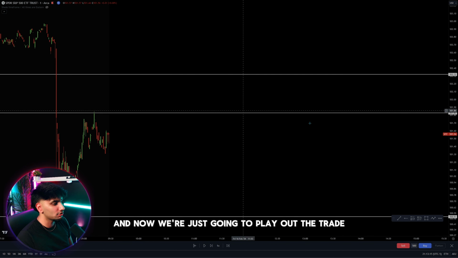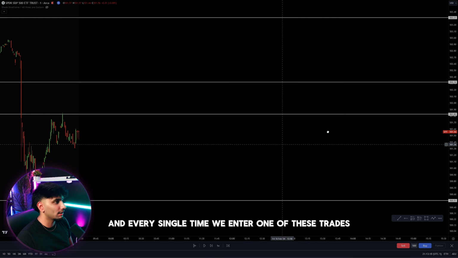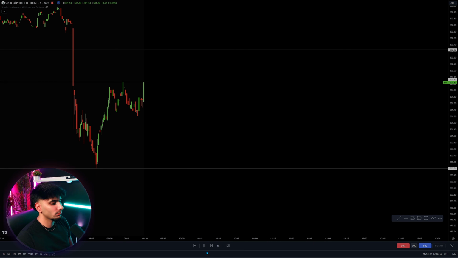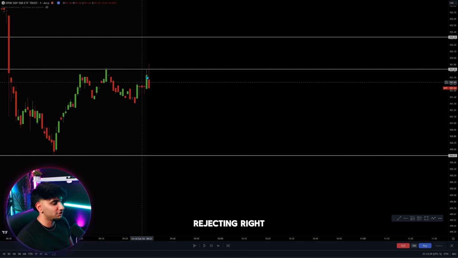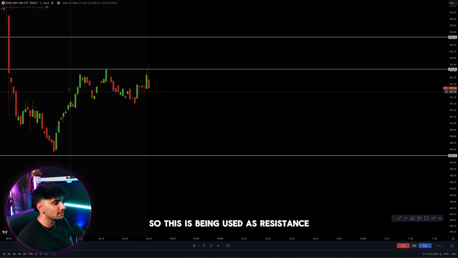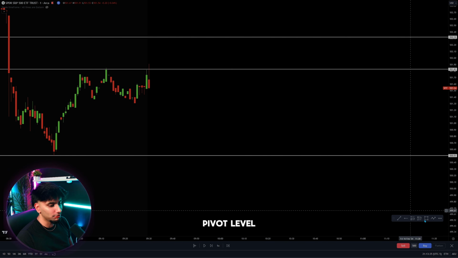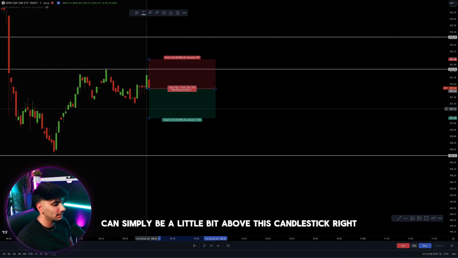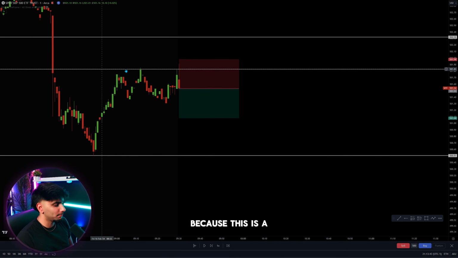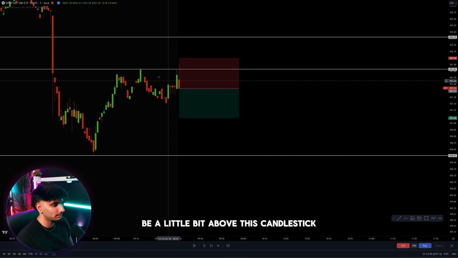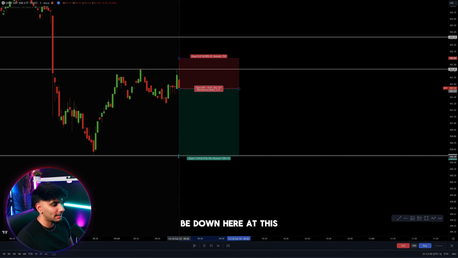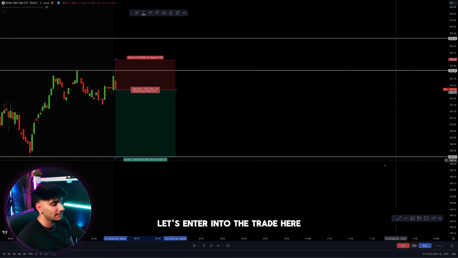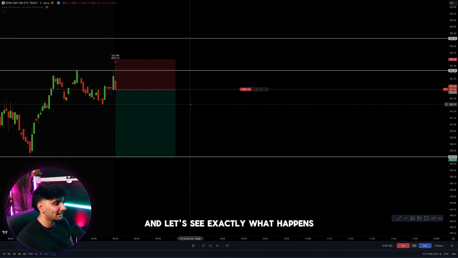And now we're just going to play out the trade. And every single time we enter one of these trades, it needs to have at least a 2R multiple. So let's play out this trade. Right off into the beginning, we see that we are rejecting, right? So this is being used as resistance. We are rejecting this pre-market pivot level. So for me, we're going to enter into a short position, and our stop loss can simply be a little bit above this candlestick, right? Because this is a previous pivot level that we've been holding. So our stop loss can be a little bit above this candlestick, and our profit target can be down here at this pre-market low. Now this gives us a 2.21 R multiple. Let's enter into the trade here, and let's see exactly what happens.